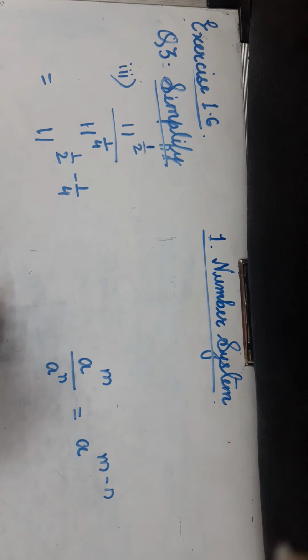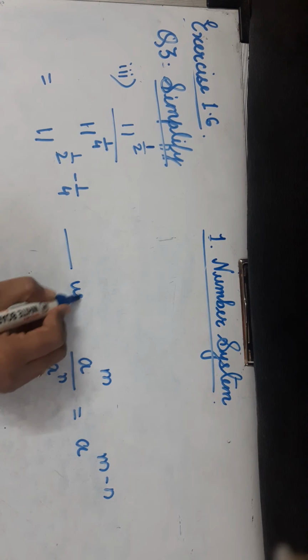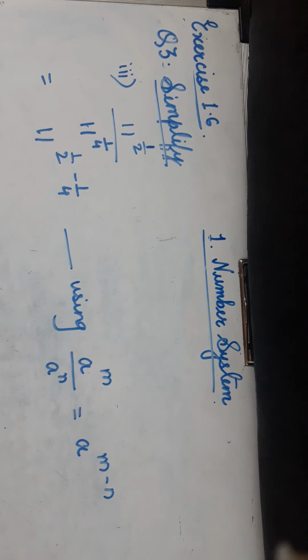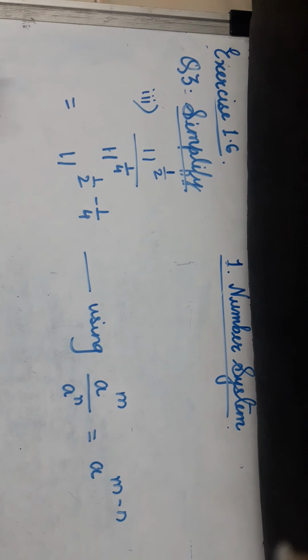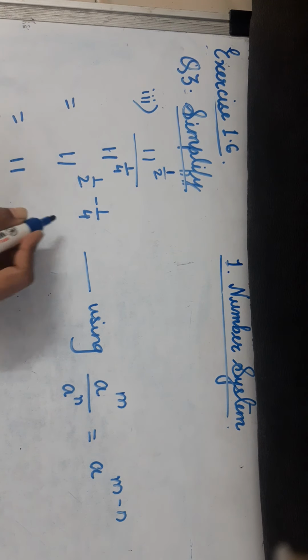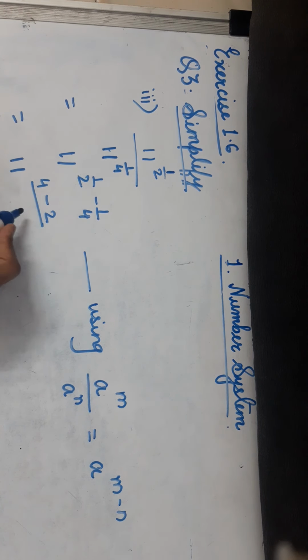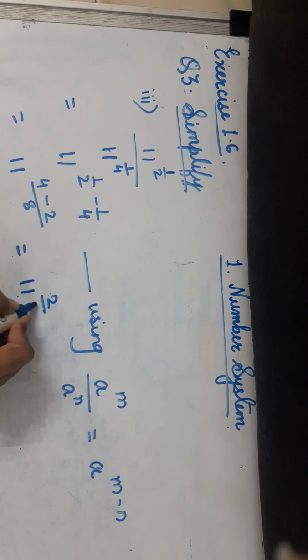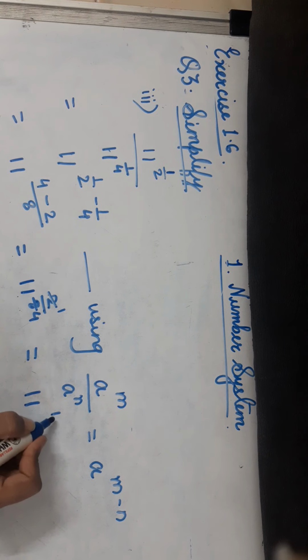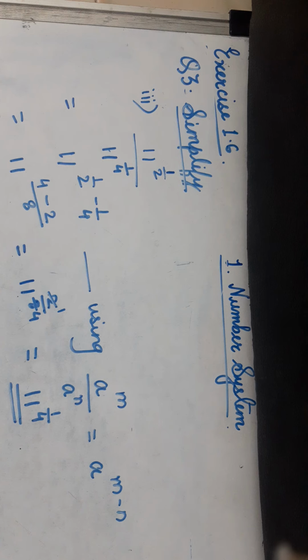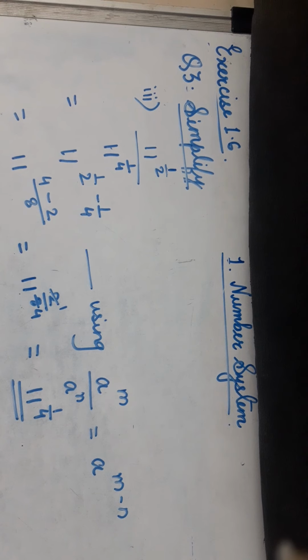So this you have done using this law, you have to mention it. Then further simplified, it will be 11 raised to 4 into 1 is 4, minus 2 into 1 is 2, upon 4 2s are 8. So it will be equal to 4 minus 2 is 2 upon 8, 2 1s are 2, 2 4s are 8, equal to 11 raised to 1 by 4. 11 raised to 1 by 4 is the final answer. Now let's see the next question.